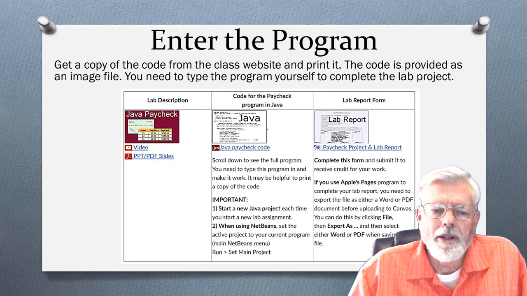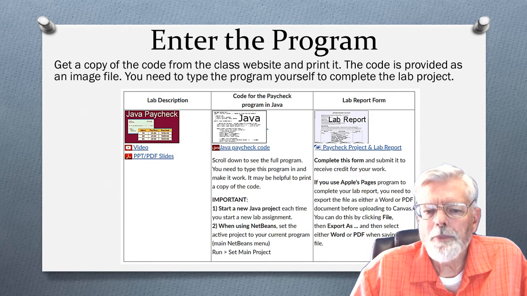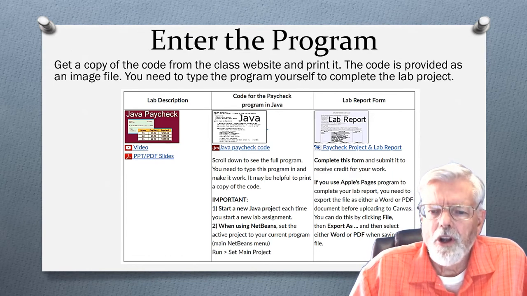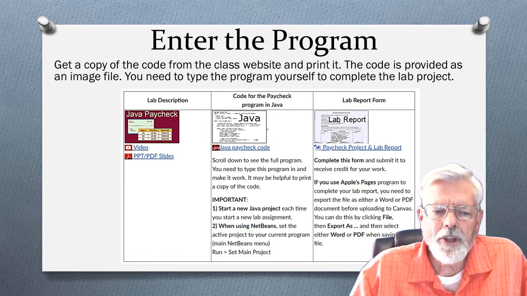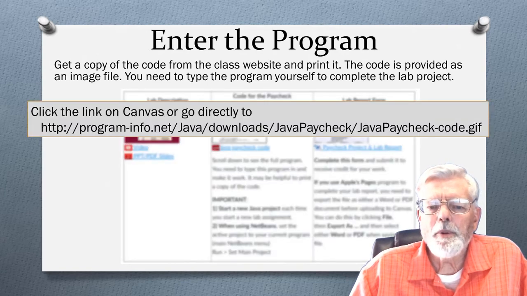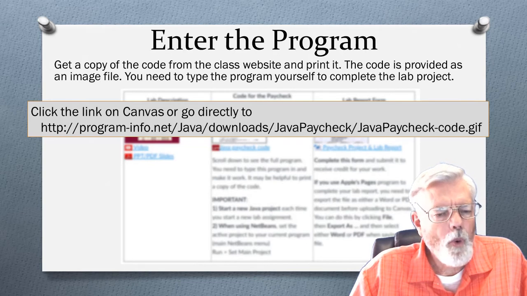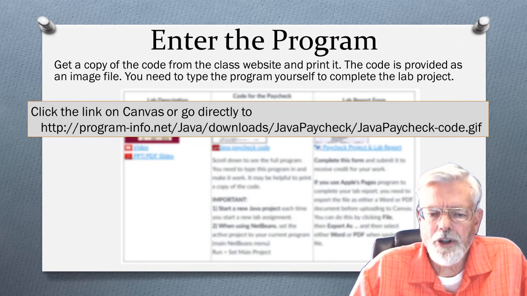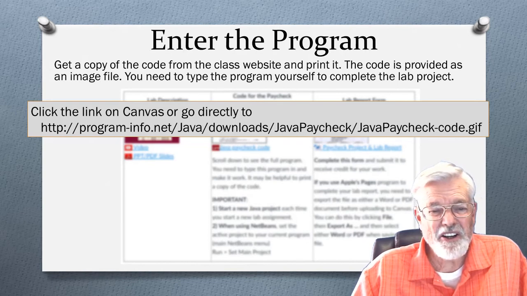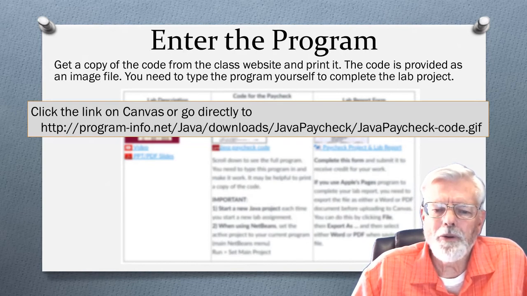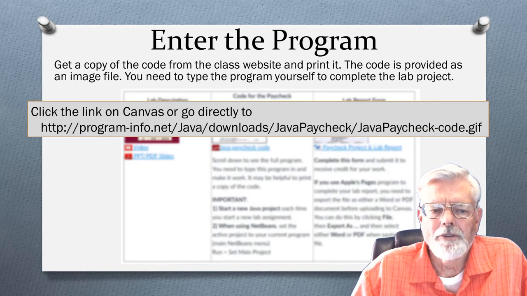Enter the program. Get a copy of the code from the class website and print it. The code is provided as an image file. You need to type the program yourself to complete the lab project. You will learn far more by entering the program yourself than if you have someone else enter it or use a scanner to convert the image of the program code into actual Java code.